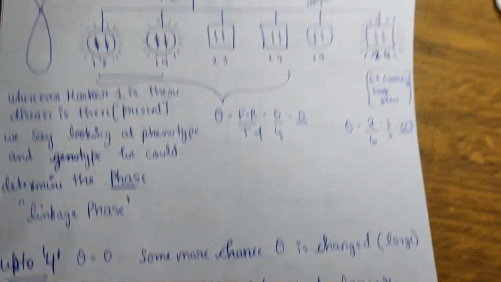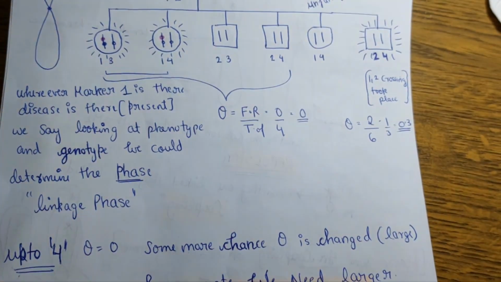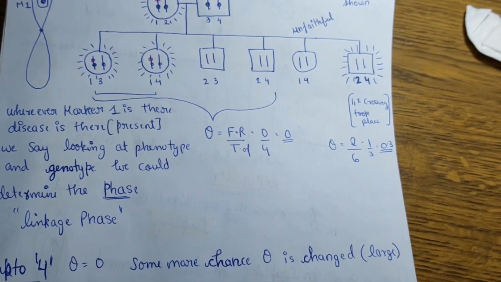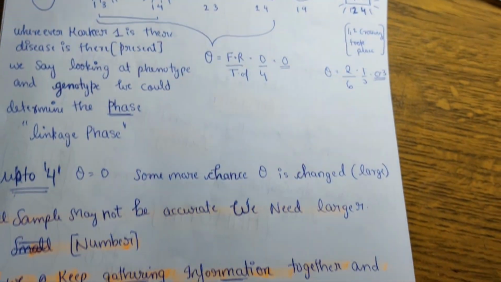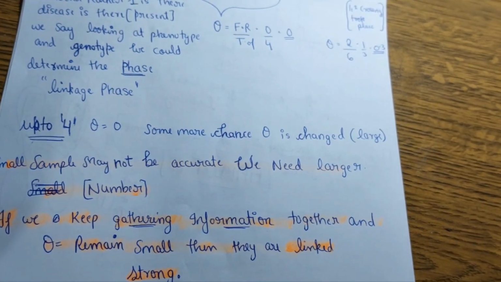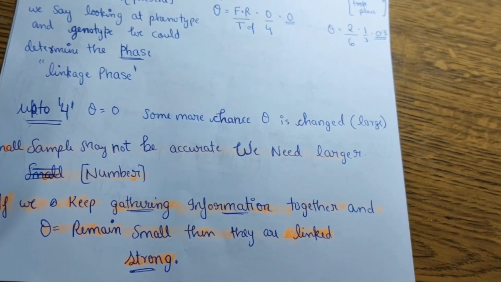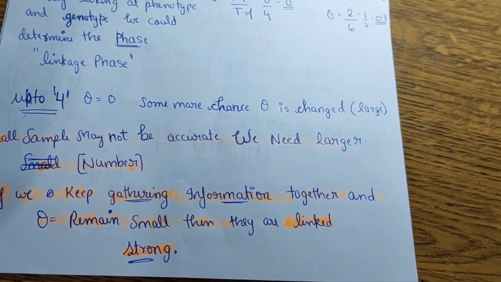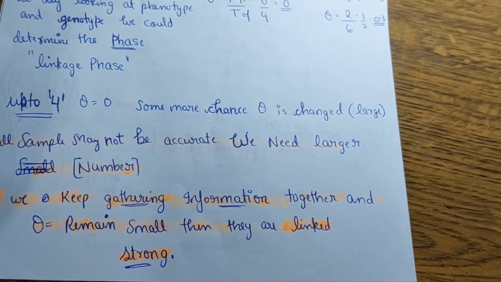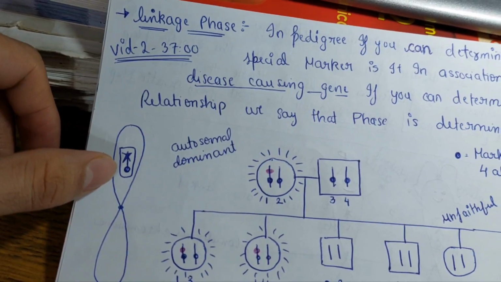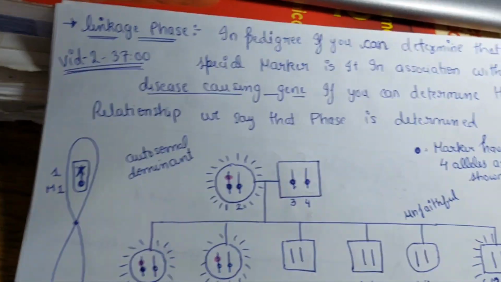So what we understood is that up to 4 offspring the theta was 0, but as the number of offspring increased, the theta changed. This means that a small sample may not be accurate. We need a larger sample. If we keep gathering information and still after a large sample theta remains small, then we can say that the disease causing gene and the marker are linked together strongly.